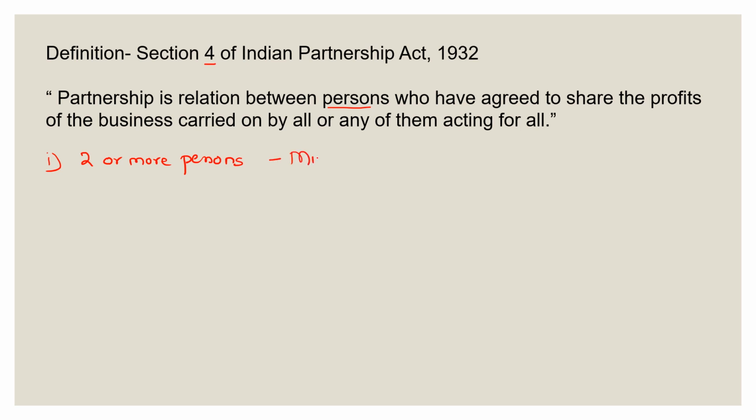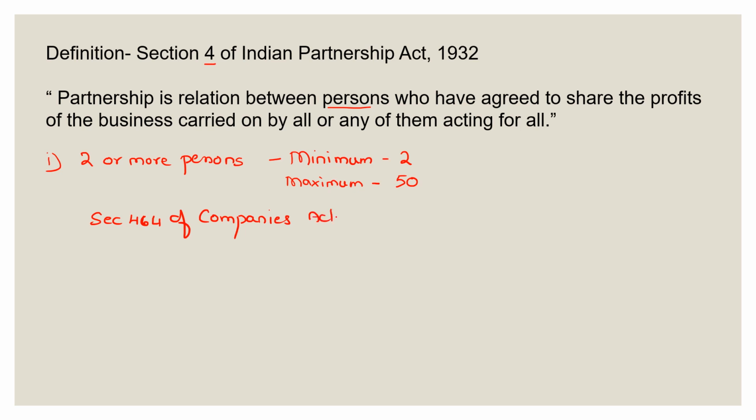So minimum how much would be required? At least two people should come together, then only they can form a partnership. And then they said persons, and so we know there can be more than two persons also. So what is the maximum number of people who can come together to form a partnership? Now it is 50. But where is this number 50 given? Actually, in section 464 of the Companies Act.